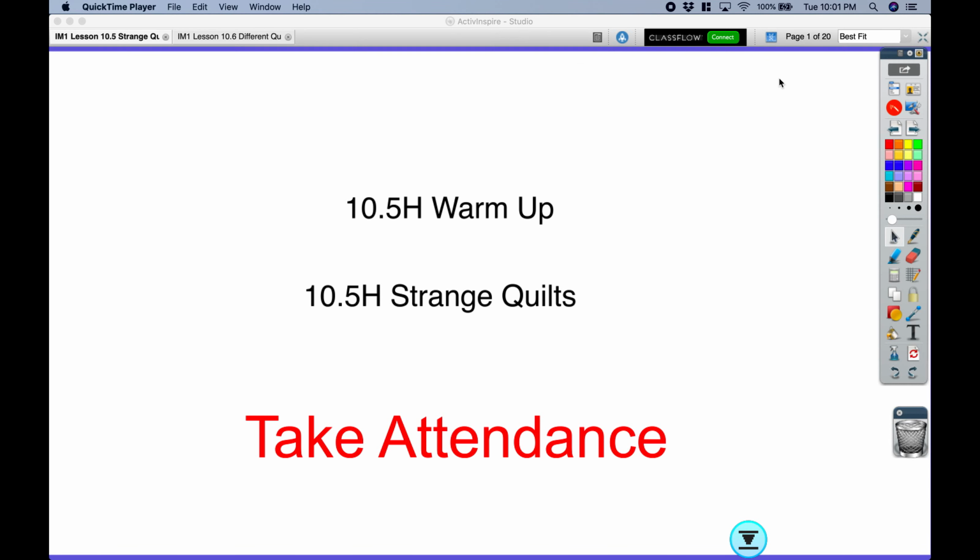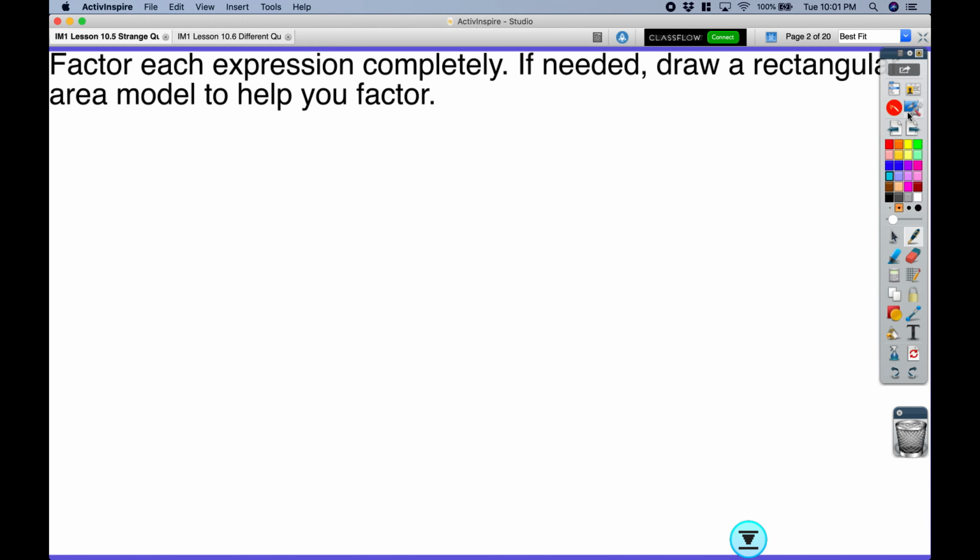Today we're going to be looking at 10.5. So go ahead and take your notes and we'll get started on this, okay? It says factor each expression completely if needed. Draw a rectangular area model if it may help you.